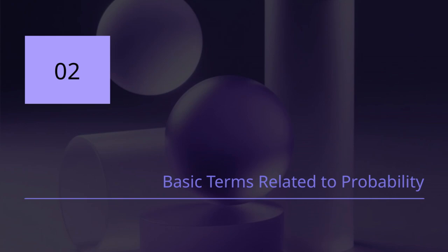Then there's the concept of events, which are specific outcomes or groups of outcomes within the sample space. For instance, getting a head in a coin flip is an event, and so is getting a tail. Events can also be more complex, like rolling an even number on a die.